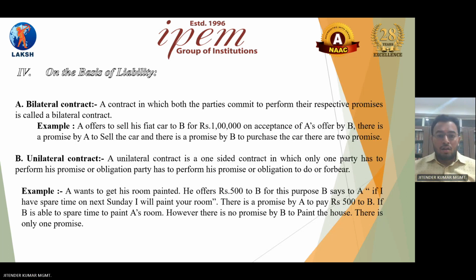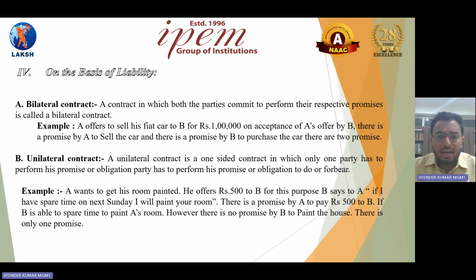Now the last one is on the basis of liabilities. On the basis of liability, one is the bilateral contract. A contract in which both parties commit to perform their respective promises is called a bilateral contract, where both parties need to perform their liabilities and promises. This comes under bilateral, where both parties are involved, right?